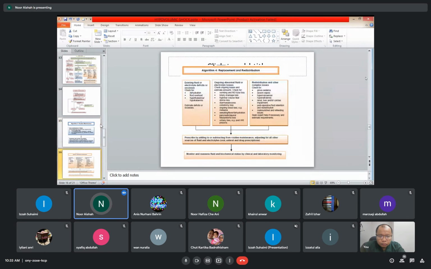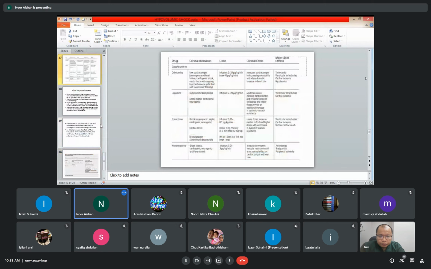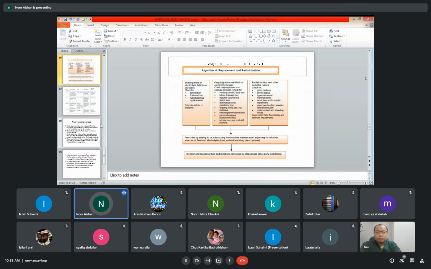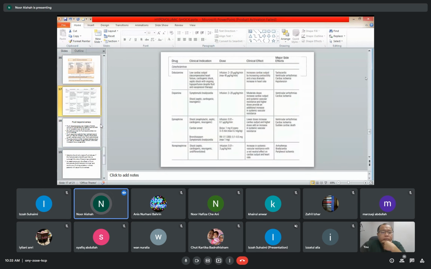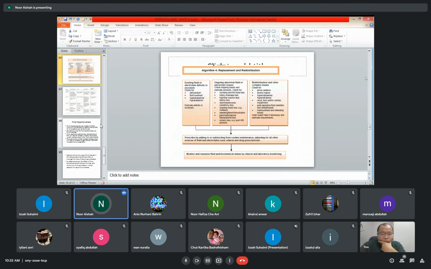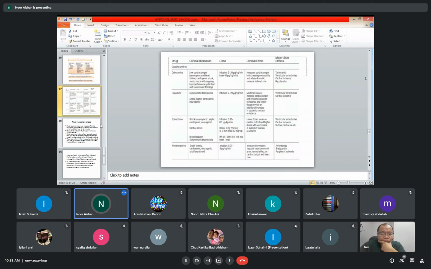And the replacement and the redistribution depends on the condition itself. And what happened in hypovolemic shock, not all patients can be resuscitated by fluid lah. Only, as the doctor said earlier, those hemorrhagic shock only apply in normal patient. But if patient, for example, has underlying IHD, CKD, we cannot give the fluid because it can cause fluid overload. So we can consider using the inotropes.